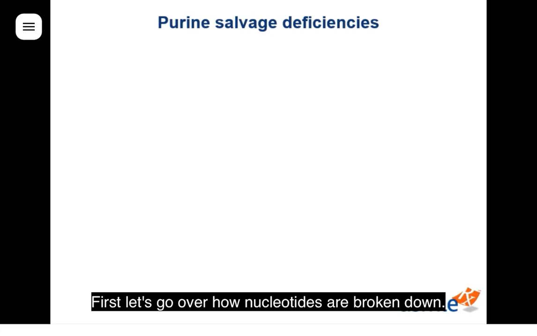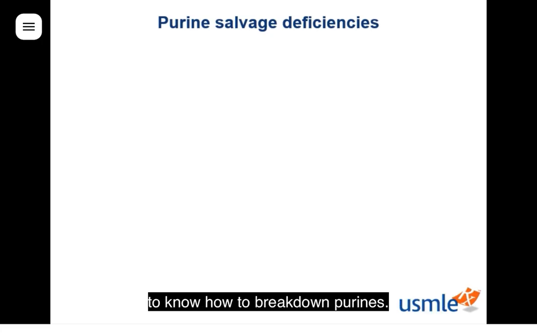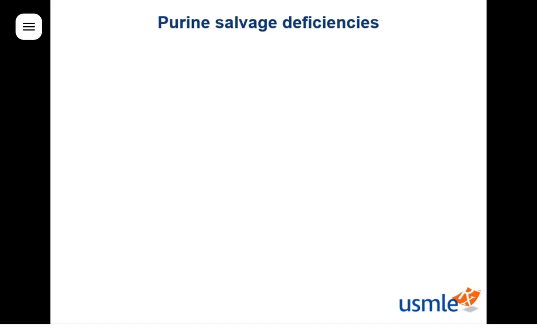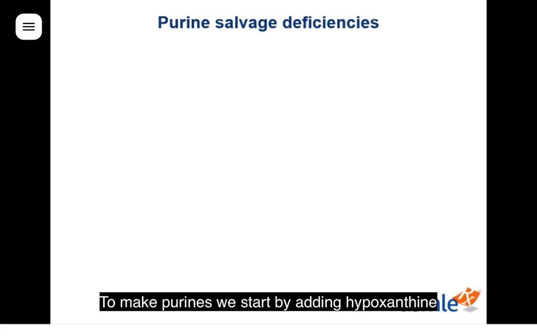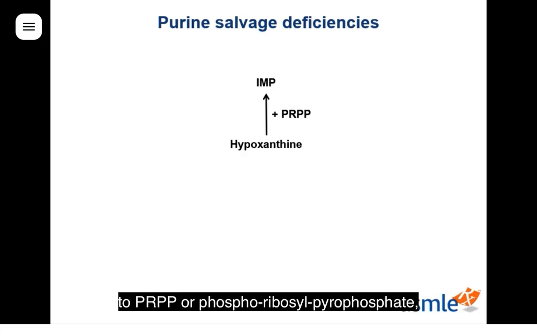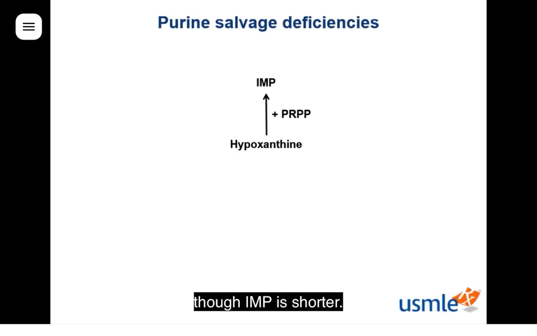First, let's go over how nucleotides are broken down. For the Step 1 exam, it's most important to know how to break down purines. Do you recall what the main building blocks of our purine nucleotides are? To make purines, we start by adding hypoxanthine to PRPP, or phosphoribosyl pyrophosphate, in order to make IMP, which stands for inosine monophosphate, though IMP is shorter.